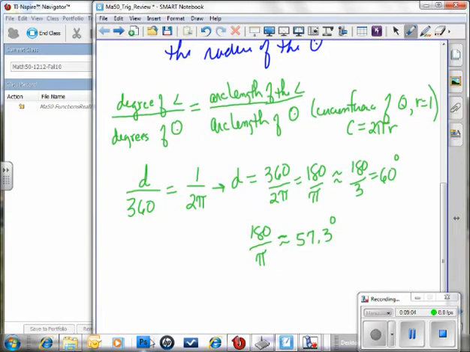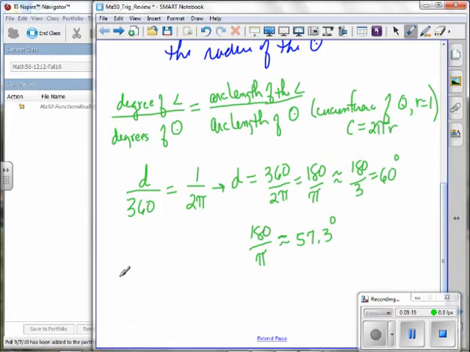57.3 degrees. So it's less than 60 degrees, which means that we would have more or less than 6 of those angles? More. Yeah. About how many more? Well, let's take a look and see. On your Inspires, get an approximation for 2 times pi.